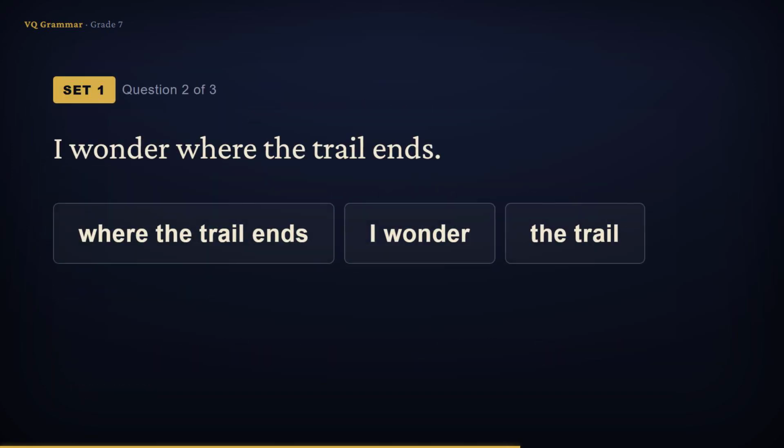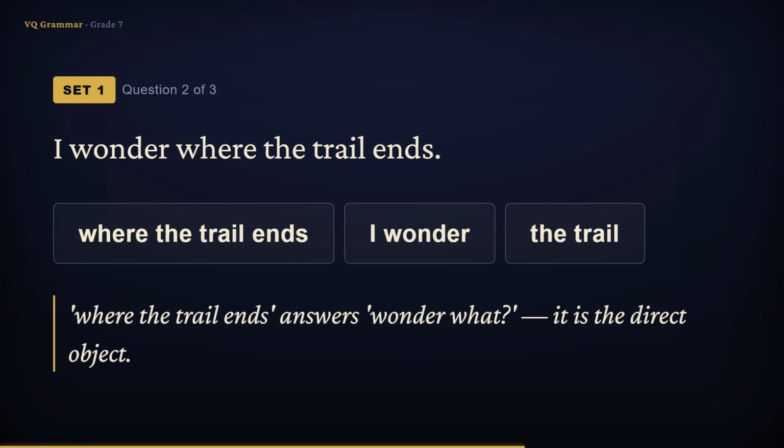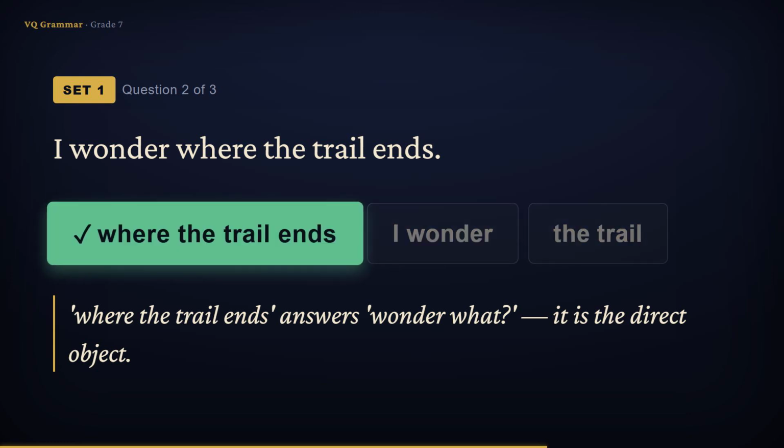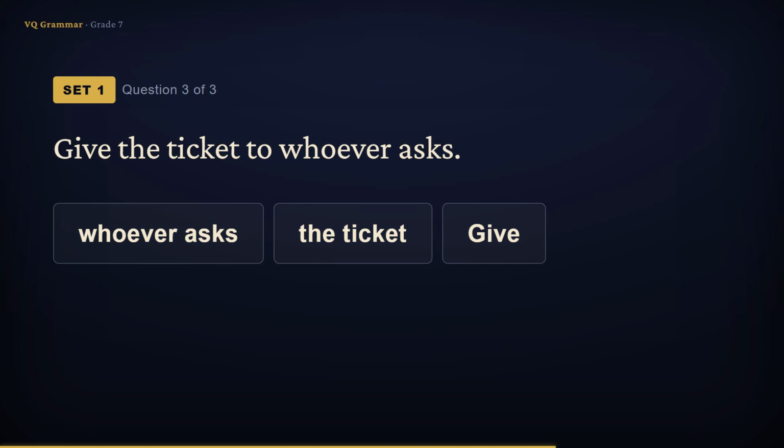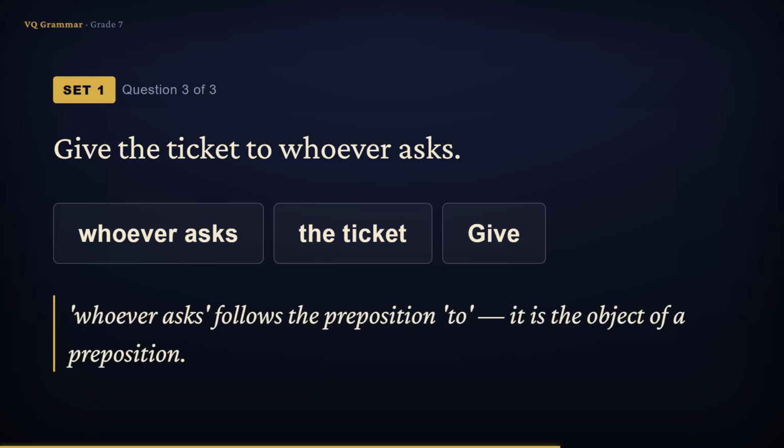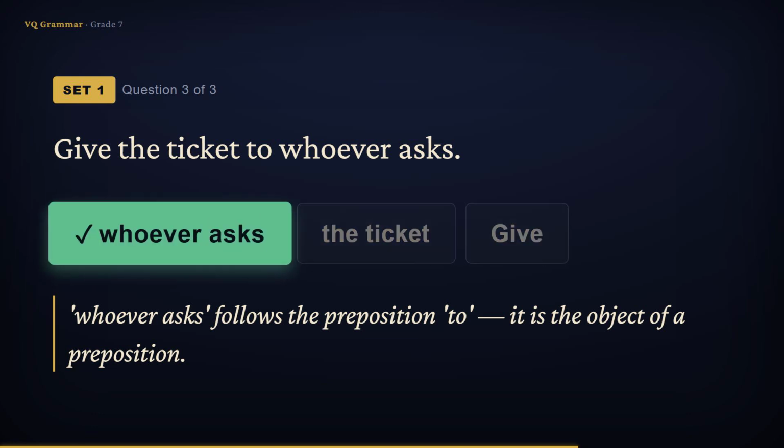I wonder where the trail ends. Where's the noun clause? The verb is wonder, and if you ask wonder what, the answer is where the trail ends. That clause is the direct object, so the answer is where the trail ends. Give the ticket to whoever asks. Find the noun clause here. After the preposition to, we have whoever asks, and that whole clause is the object of the preposition. So the answer is whoever asks.